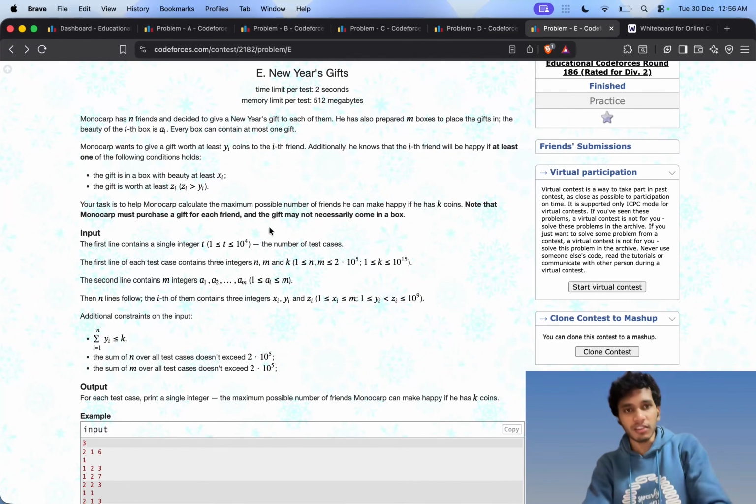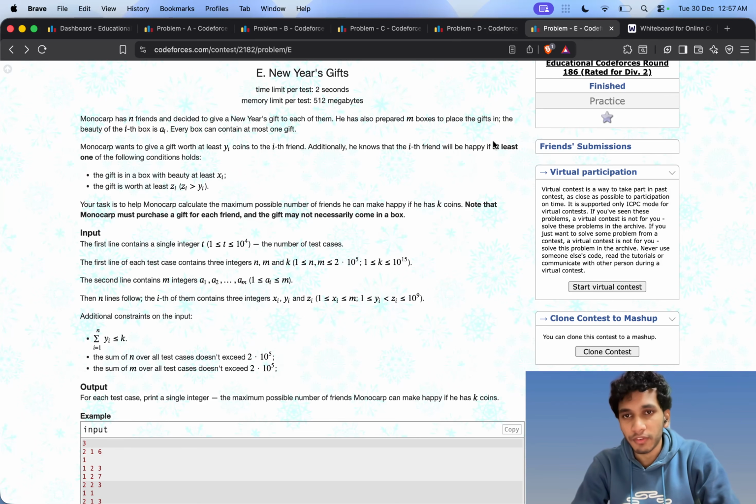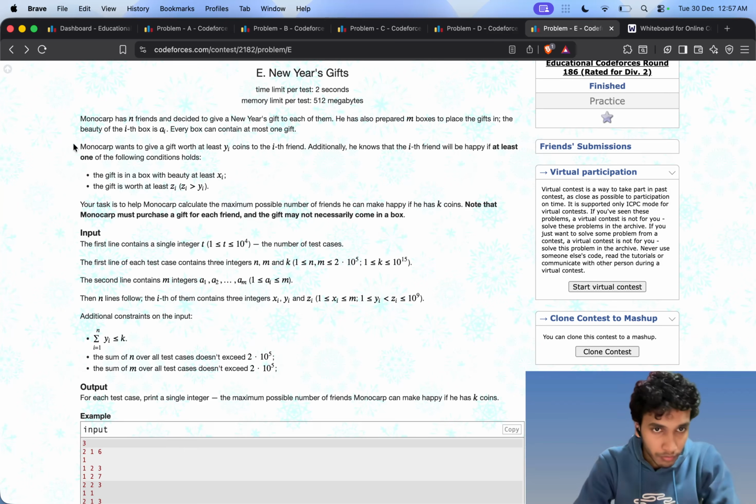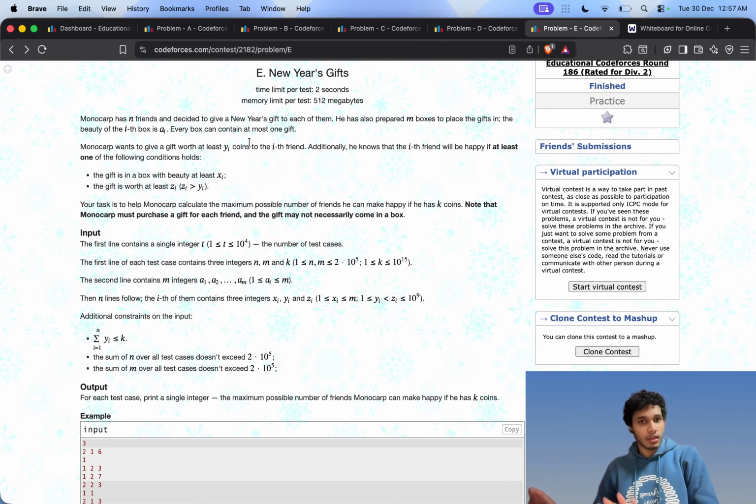Monocarp has n friends and decided to give a New Year gift to each of them. He has also prepared n boxes to place the gifts in. The beauty of the ith box is a_i. Every box contains at most one gift. Monocarp wants to gift worth at least y_i coins to the ith friend. Alright, here it means that at least y_i coins will be given. Apart from that, other conditions can be there.